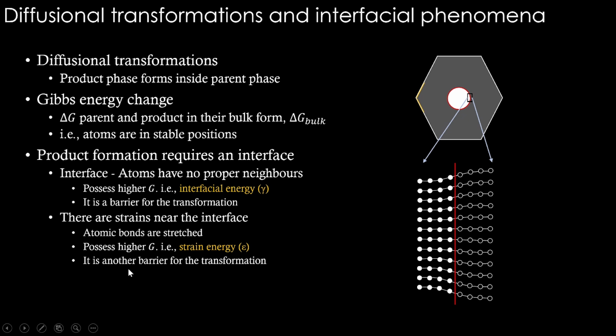Okay. It is another barrier for the transformation. So both these things, the interfacial energy and the strain energy, are barriers for transformation. If one of the phases, let's say the parent or the product, happens to be liquid, then the strains can be accommodated easily. Atoms can move and the strains can be accommodated. If a liquid is involved in the transformation, the strain energy aspect will not be there. But in the solid-solid transformation, it will be there.